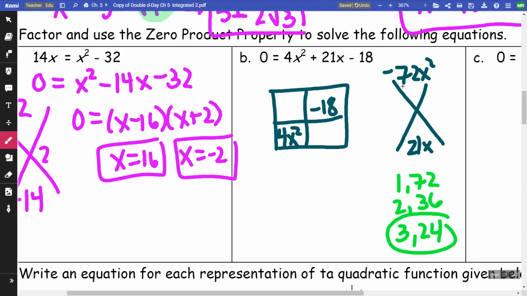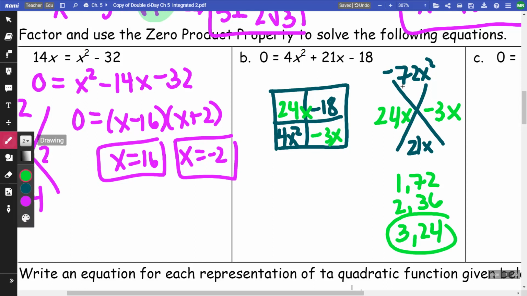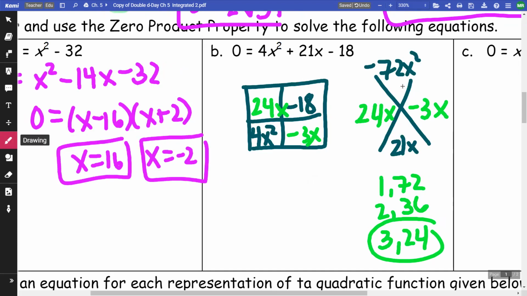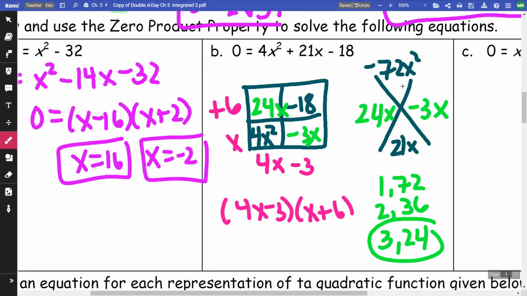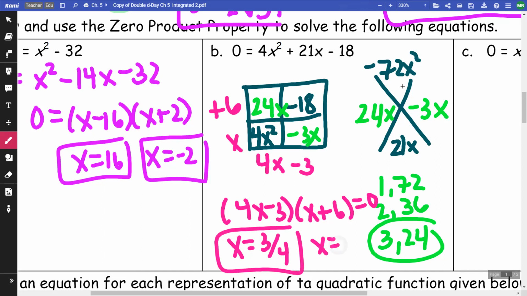So I'm going to have a positive 24x and a negative 3x. So a 24x and a negative 3x. And so my outside is going to be, it can't be a 2 and a 2 because of the 3. So this is going to be a 4x and an x minus 3 plus 6. So I'm going to have 4x minus 3 times x plus 6 equals 0. I'm going to set each of these to 0. This one is going to be a positive 3/4, and this is a negative 6.